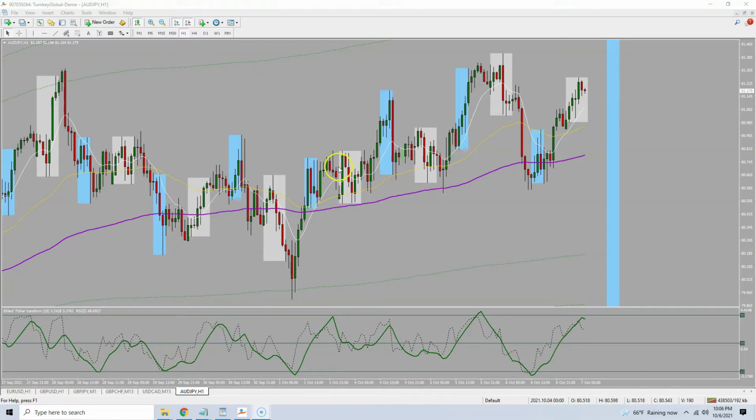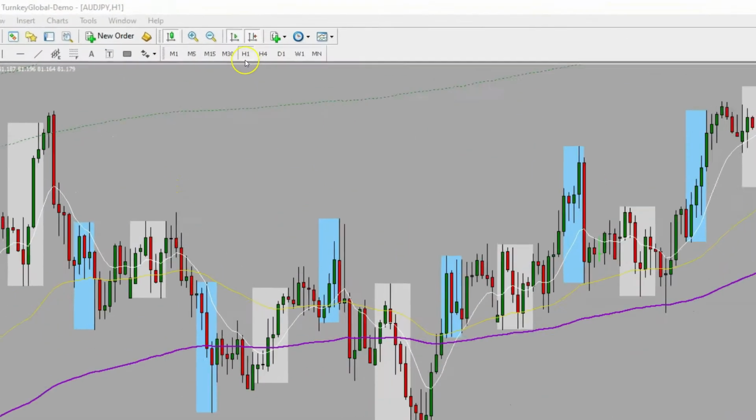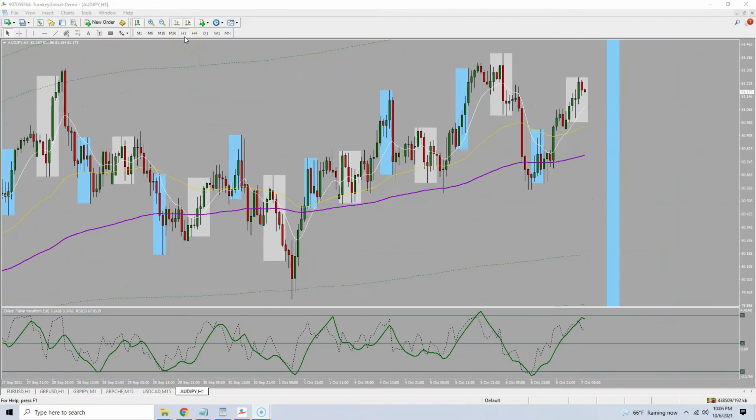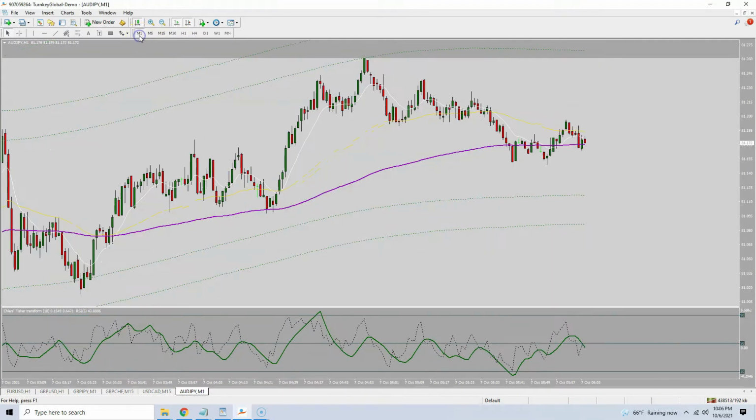The reason each one represents 1 hour is because we're on the H1 time frame. All of these boxes right here are different time frames. Depending on which time frame you're on, that determines the amount of time that each candle represents. So this M1 is 1 minute. This is the 1 minute chart.